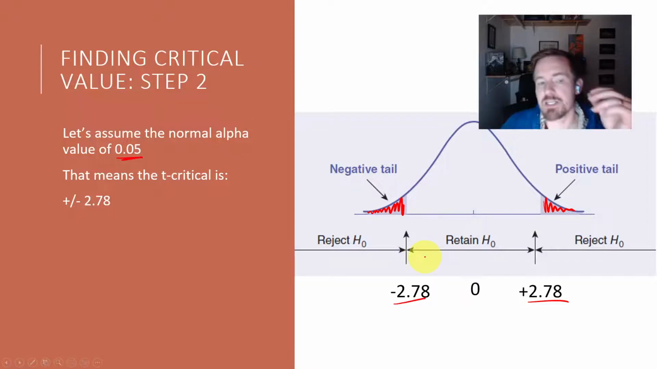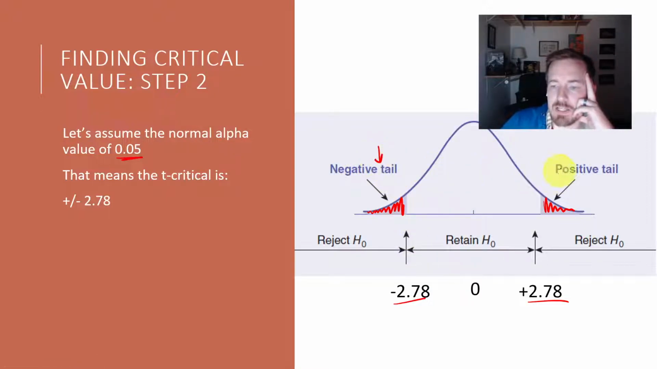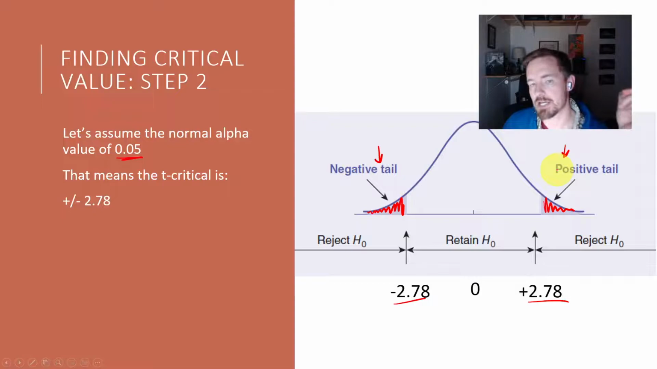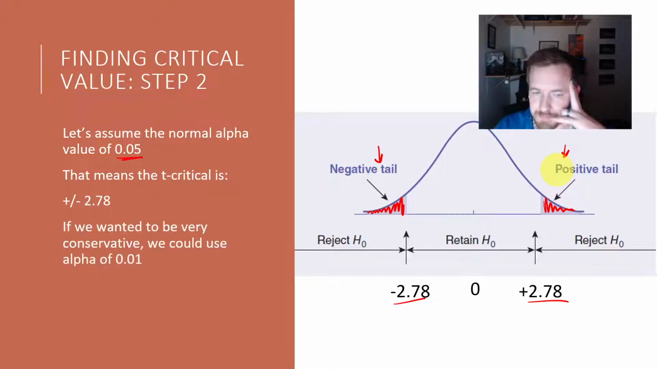So if our t-obtained score falls anywhere in these rejection regions, then we can reject the null hypothesis because we have enough information to confidently say that our sample is not the same as 11.